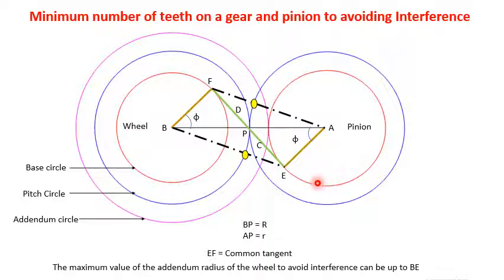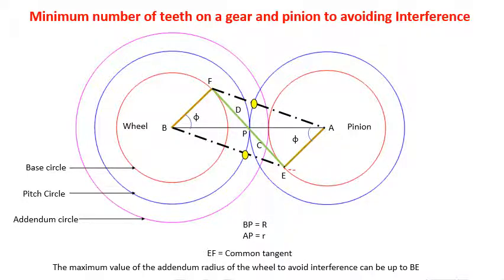The maximum value of addendum radius of the wheel to avoid the interference can be BE. So this is the maximum value of addendum in order to avoid the interference. Okay, it should not exceed. What happens if it exceeds the point E?